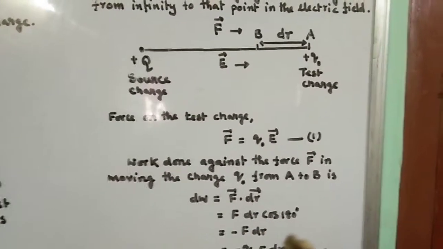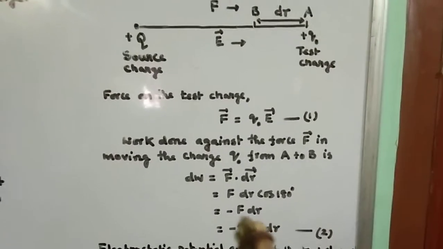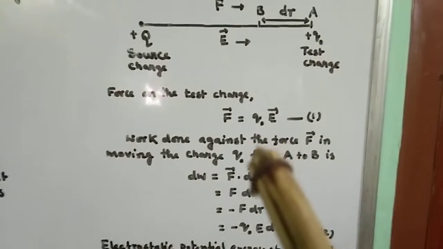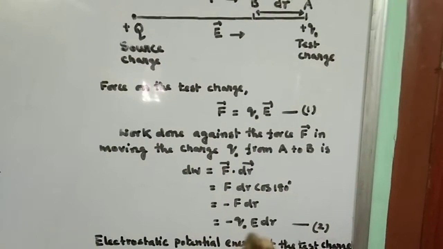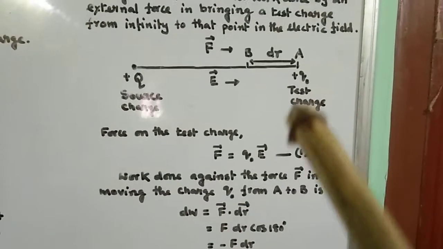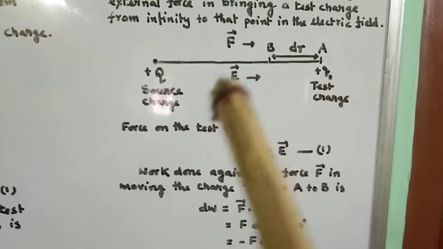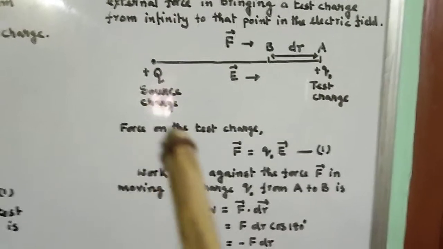So F dr cos 180 degree, so cos 180 degree is minus 1, so it comes out to be minus F dr. So if you substitute the magnitude, then it becomes minus Q naught E dr. So this is your work done to move the test charge from A to B, and A and B are well within the field of the source charge plus capital Q.